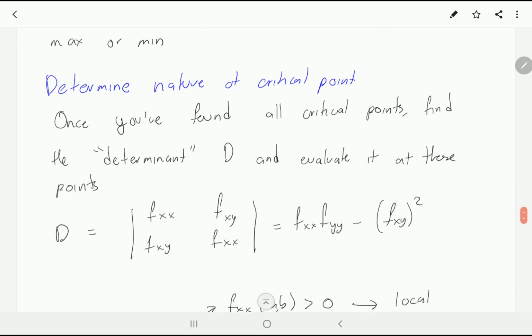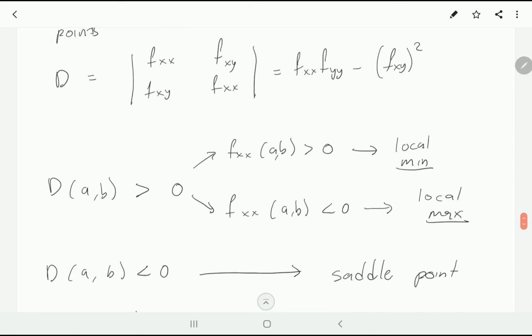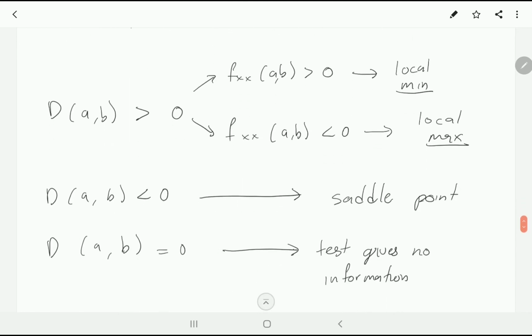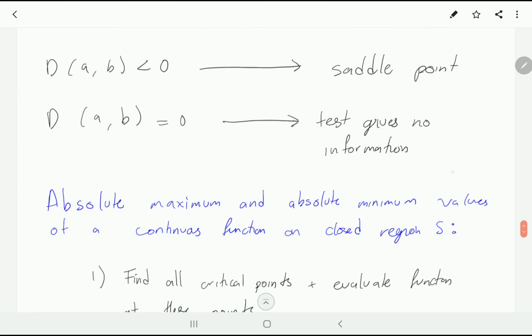To determine the nature of a critical point, you're supposed to find the determinant, and this is the equation for it. If the determinant is greater than 0, then you check the second partial derivative with respect to x, and if it's greater than 0, it's a min. If it's less than 0, it's a max. If the determinant is less than 0, we have a saddle point, and if it is equal to 0, we don't really have any information.